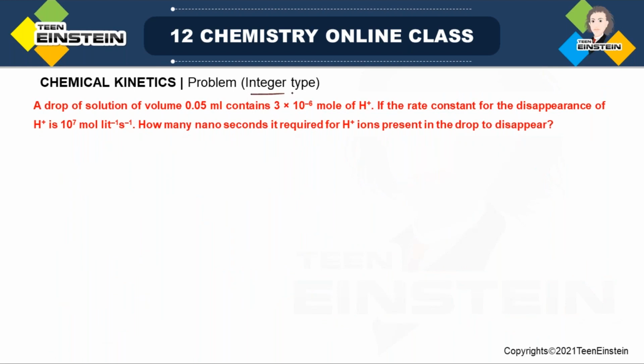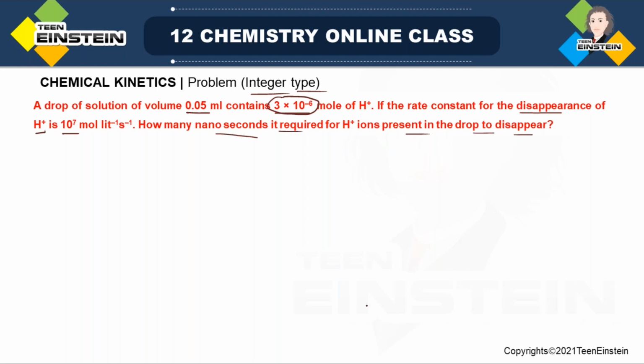Another integer type question. A drop of solution of volume 0.05 ml. It is a drop, so a very small volume, right? 3 into 10 to the power minus 6 moles of H plus ions are present. This is the number of moles of proton, H plus. The rate constant for the disappearance of H plus is given as 10 to the power 7 moles per liter per second. How many nanoseconds are required for the H plus ions present in the drop to disappear?